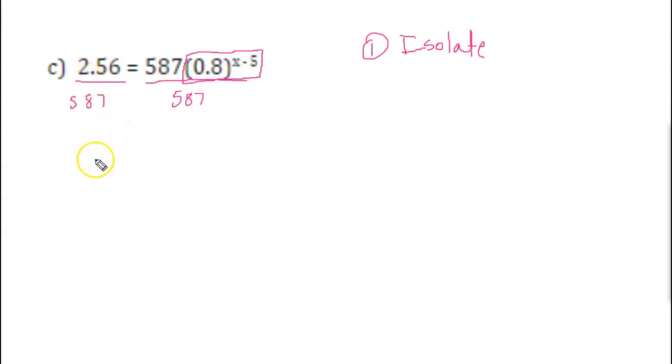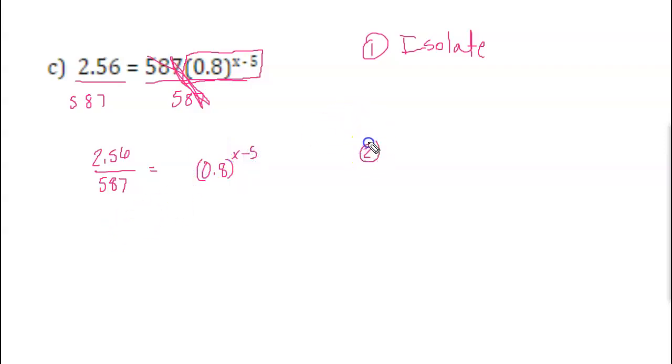Now, that is going to be a pretty big decimal. So for the moment, I'm just going to write it like this because we don't want to round yet. Anytime you round in an exponential or a log equation before you get to the very end, you're very likely to get more and more off each time you round. So we're going to try and hold on to all of these decimal places until the very end. So I just want to divide by 587, and that's what I did over here. And so now I just have 0.8 to the x minus 5 power.